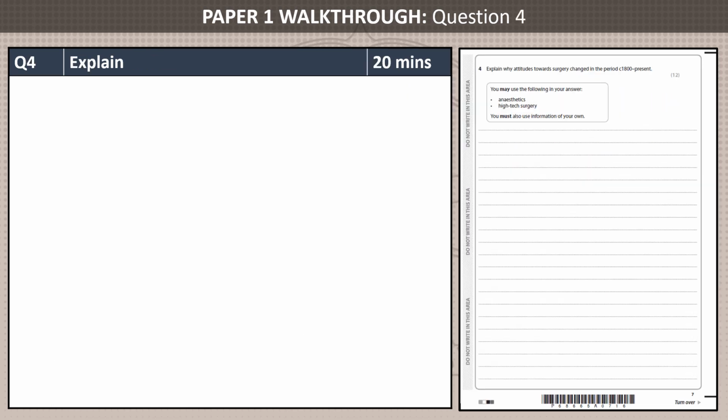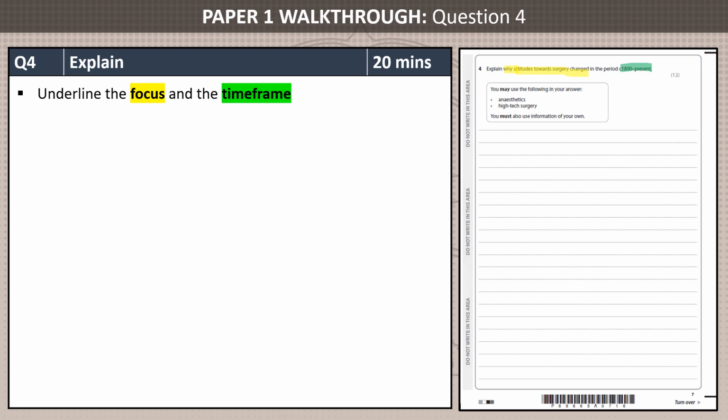Next, we have an explain question. Now, the technique here is exactly the same as the explain questions on paper 2 and paper 3. The first thing we need to do is read the question really carefully, and we need to find the focus. That means what we're being asked to explain, and the time frame. In this case, we're being asked to explain why attitudes towards surgery changed. And in this case, our time frame is 1800 to the present.